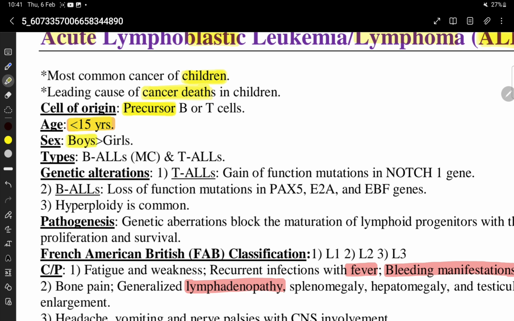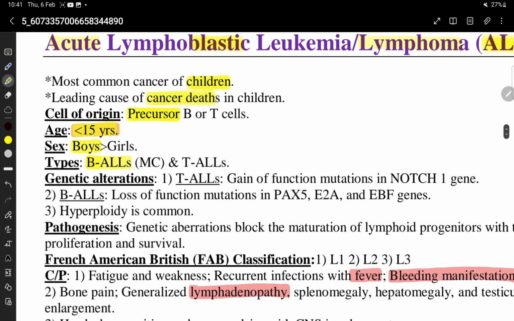Types of ALL: BALL is more common than TALL.